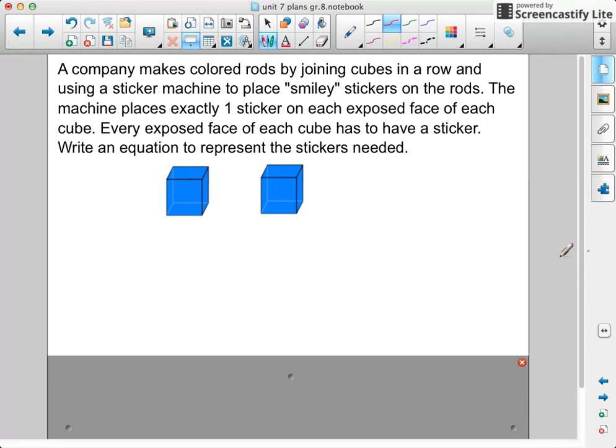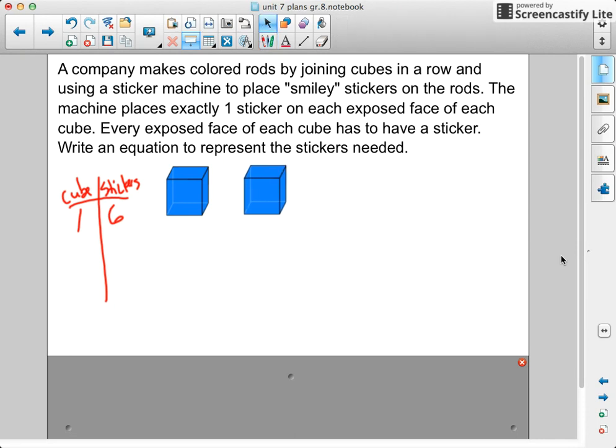Let's say a company makes colored rods by joining cubes in a row and using a sticker machine to place smiley stickers on the rods. The machine places one sticker on each face of the cube, on each exposed face. Okay, so for my first cube, I might actually do a quick table of values. Cube and stickers. So on my first cube, I have 6 stickers.